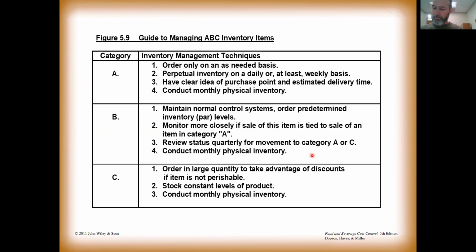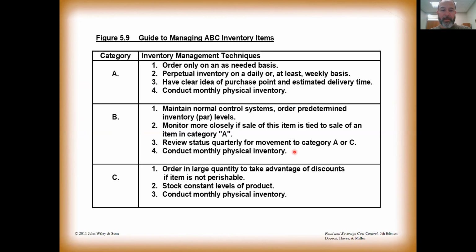And this is a summary of those steps for each category. So these are a summary of the management techniques that I've been hinting towards as we've worked through this definition of the ABC inventory items. So we're going to have very tight control of category A items. We're going to check on them very frequently, I would say daily. And our ordering process for those is going to be very tight as well.